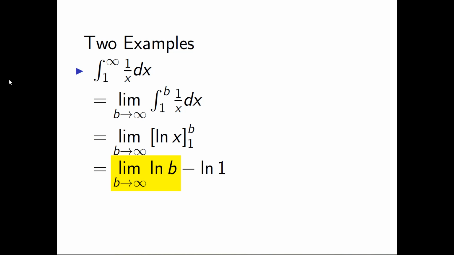Okay, in the previous case, as b went to infinity, our limit was 0. In this case, as b goes to infinity, natural log of b is still going to infinity. So this diverges. We can't get a finite value. So even though those two examples look very similar, in fact, we got two very different conclusions. The first one converged, the second one diverged.